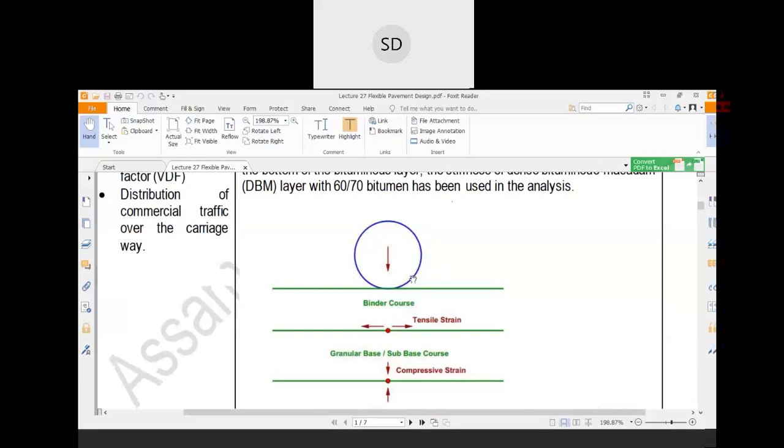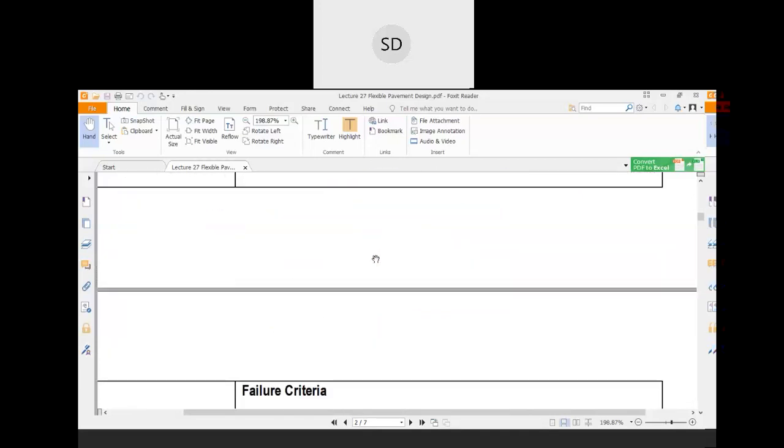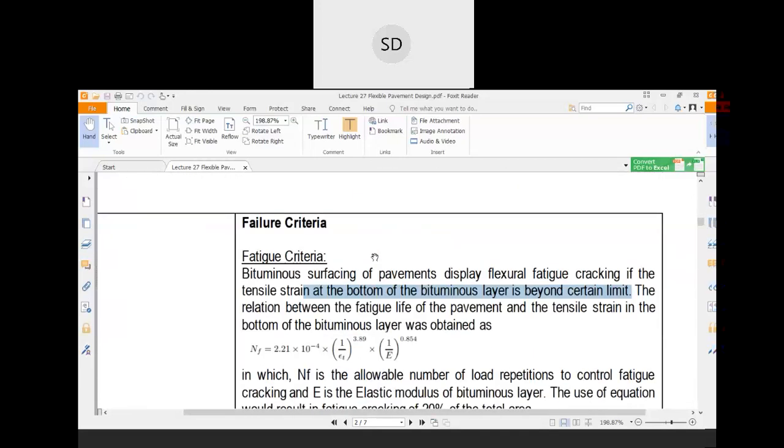So for this reason, for the flexible pavement design, we have repetitive cyclic load, and because of this repetition, we have to count what number of repetitions a particular tire or particular load can take before the failure of the flexible pavement, before the fatigue.